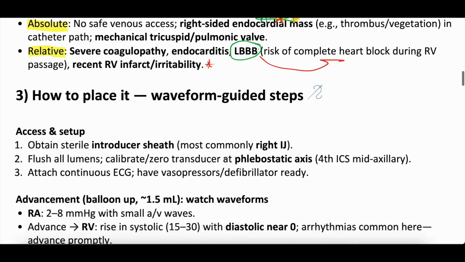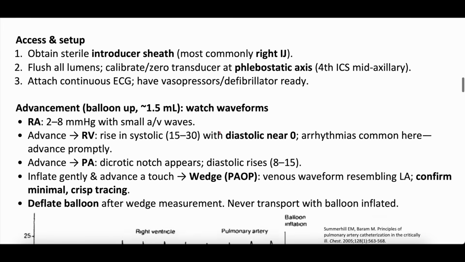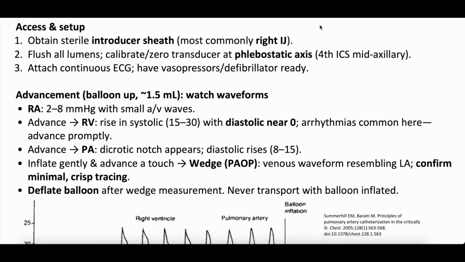So how to place the catheter itself? Well, what we tend to do is a waveform guided placement at the bedside. You know, you can do it under fluoroscopy. We're going to be talking about waveform guided placement. So you need an introducer sheath. Right, this is the catheter that actually goes in the vein that you then float the pulmonary artery catheter through. So you need an introducer sheath. You'll flush all the lumens. You'll calibrate it at the phlebostatic axis, fourth intercostal space mid-axillary line, similar to zeroing for things like CVP.